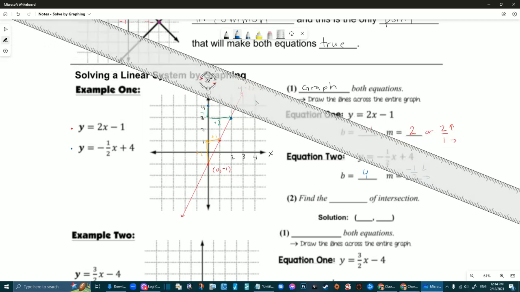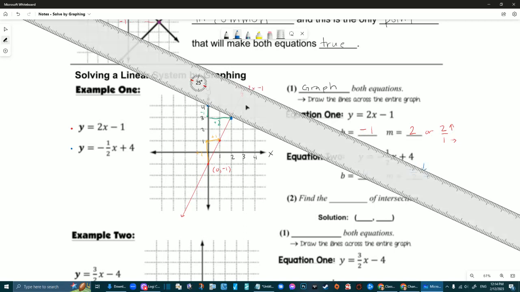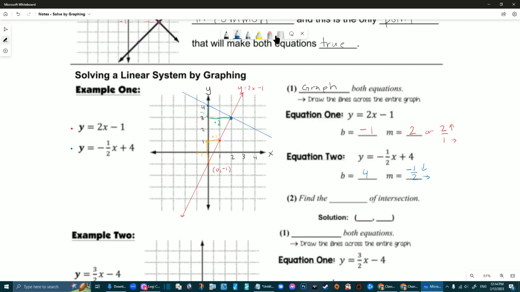Let's see if I can eyeball this pretty good. Nope. A little more. A little more. I think right about there. Again, all the way across the grid, one side to the other. And then arrows and label.